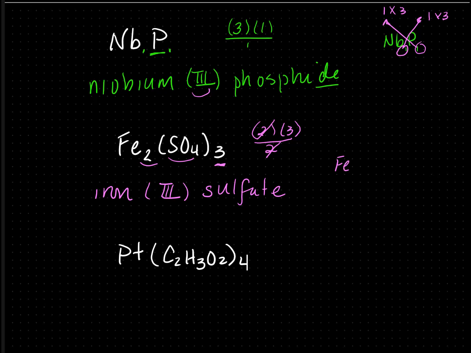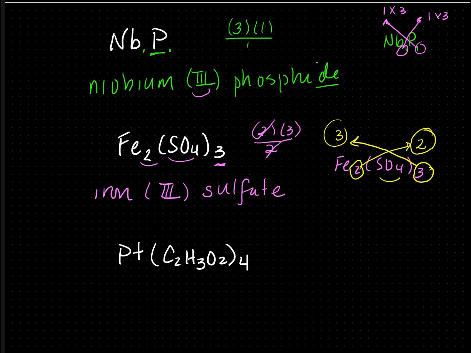So let's do it the other way. So there are 2 Fe's. This number came from up here from the sulfate. There are 3 SO4s. The 3 came from the iron. I look up the charge of the polyatomic here, sulfate. The charge of the polyatomic is 2. So this is the correct charge for iron, 3.